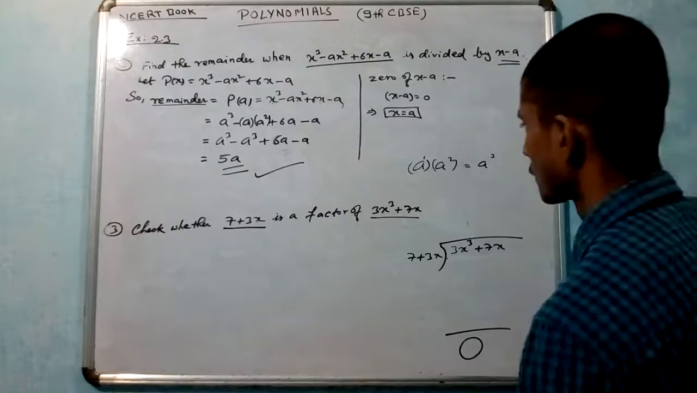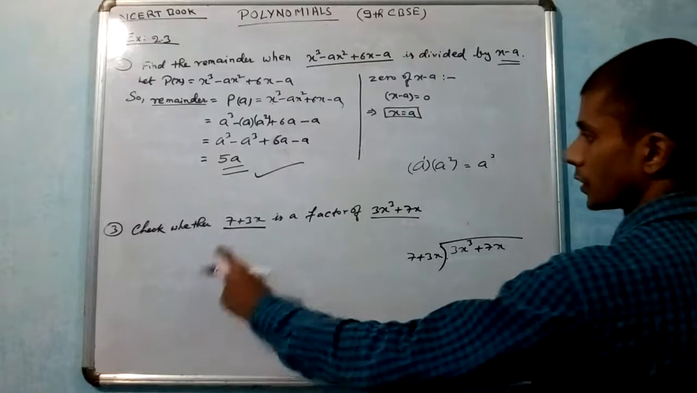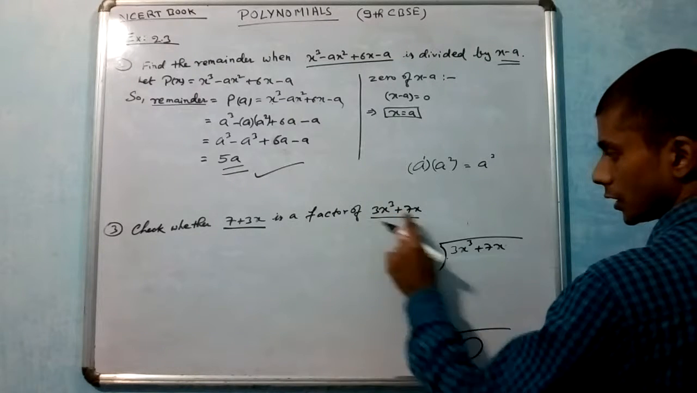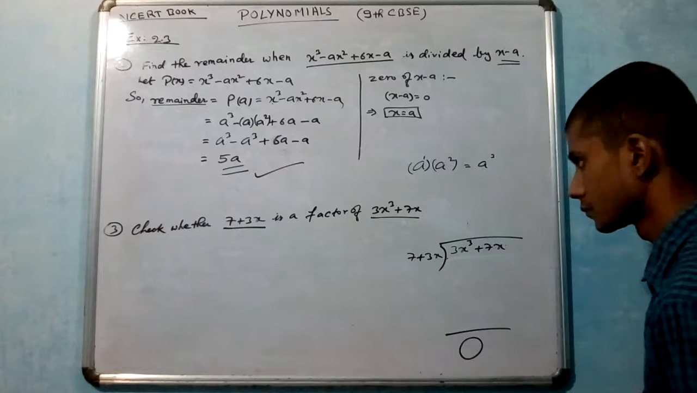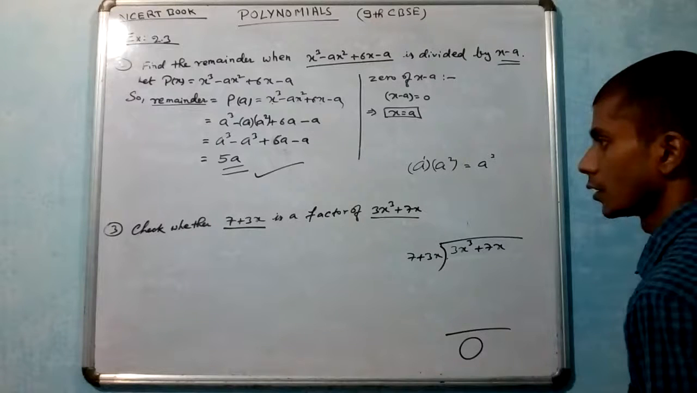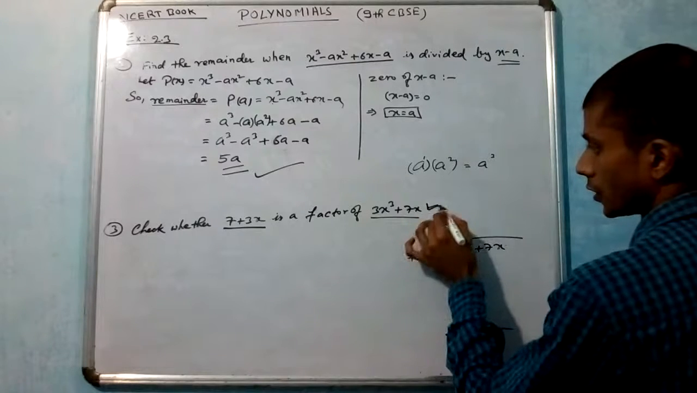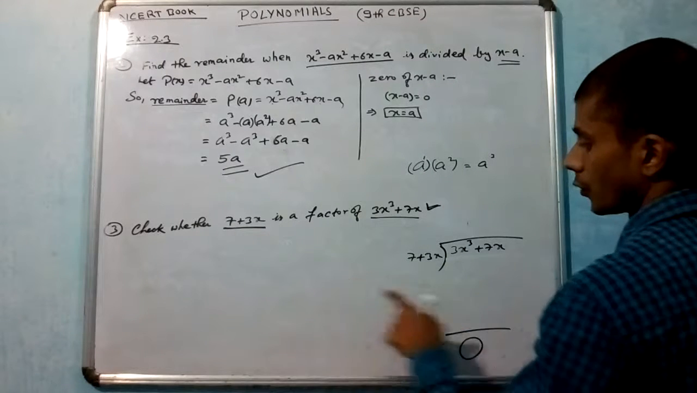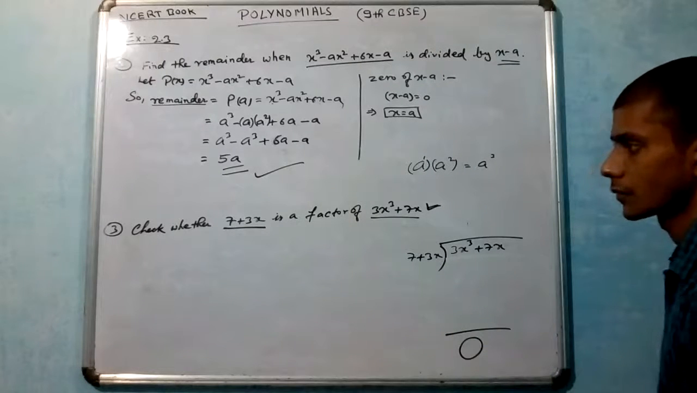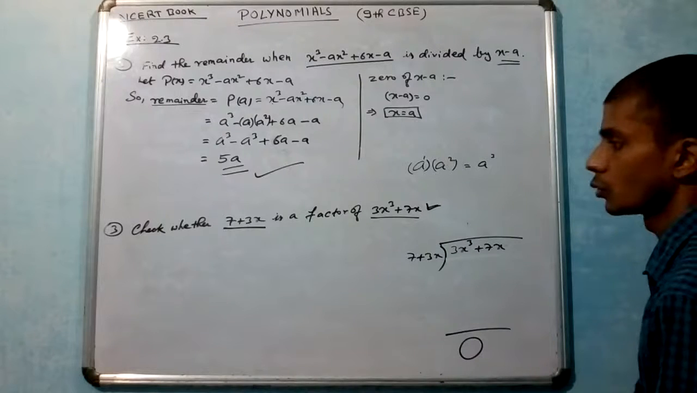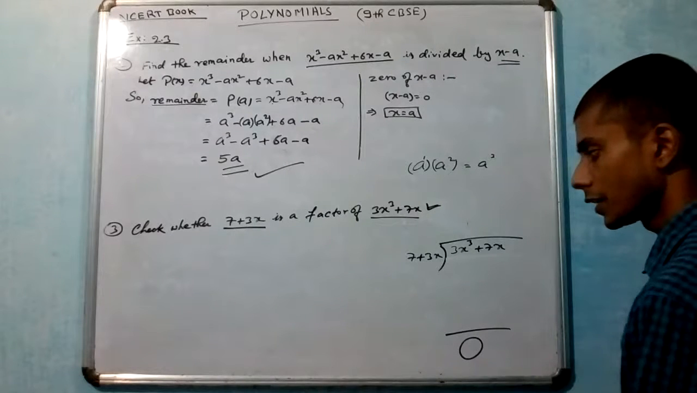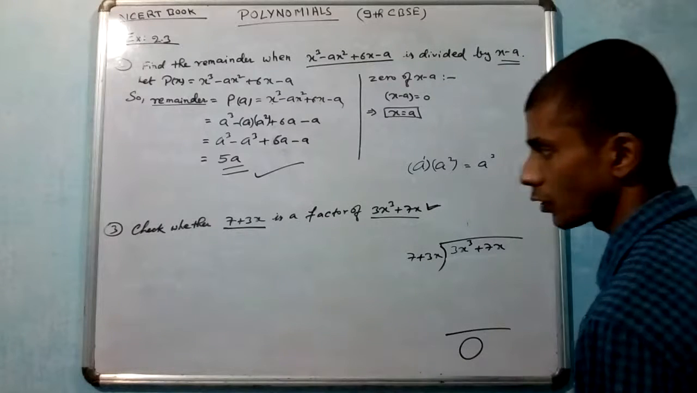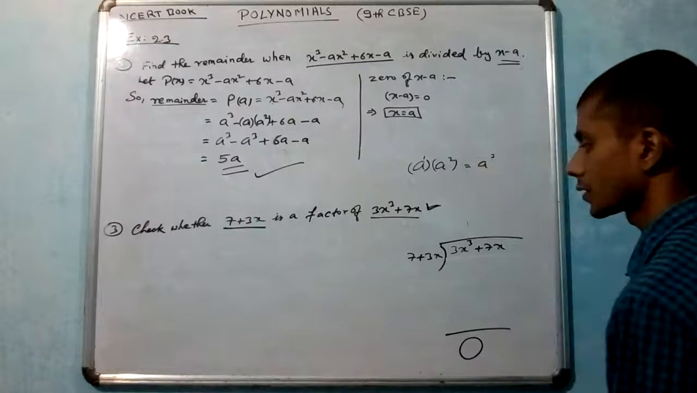Okay, so check whether this polynomial is a factor of this one or not. We need to check the remainder when this 3x cube plus 7x is divided by this, whether we will get 0 or not. So what to do? Find the remainder. If the remainder is coming 0, we will say yes, it is a factor. If the remainder is not coming 0, we will say it's not a factor.